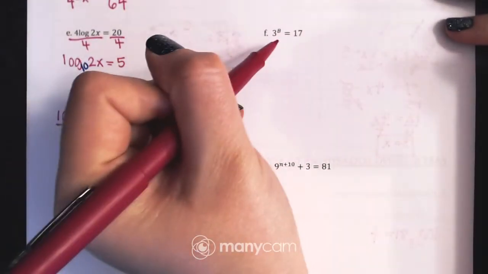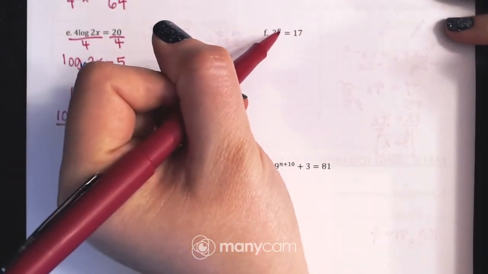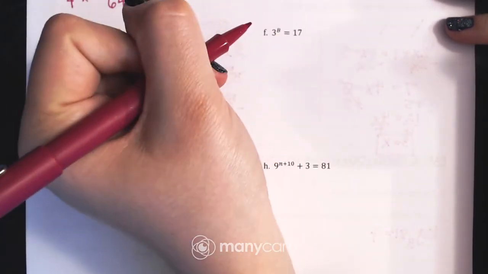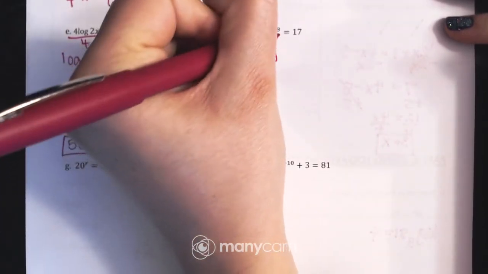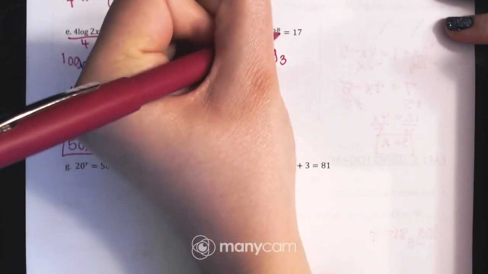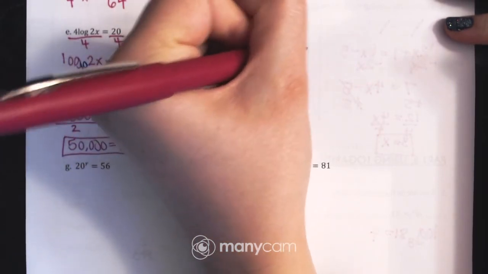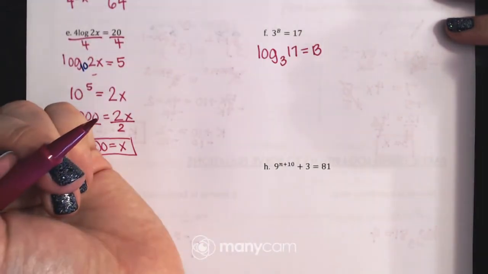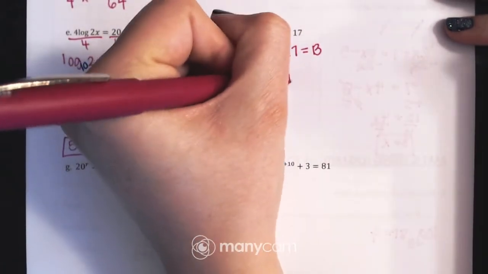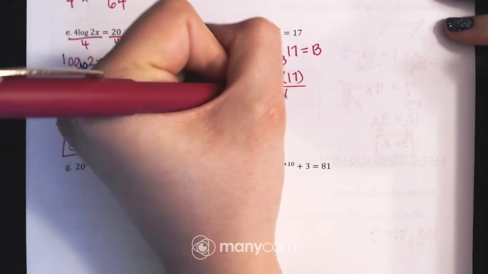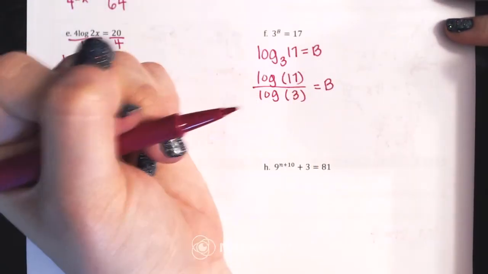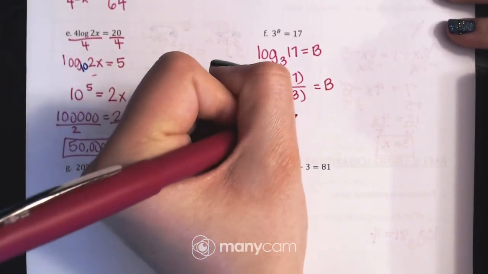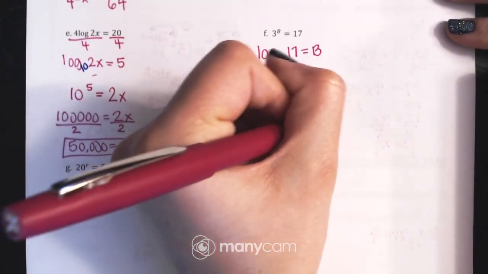Part F. So I'm solving for a missing exponent. Okay, the base and the exponent are already alone, so I'm just going to switch forms right away. Log base 3 of 17 equals b. So keep the base, switch the other two pieces. Now I can type that in my calculator. Base goes on the bottom. And when I type that into my calculator, I get 2.579 equals b.